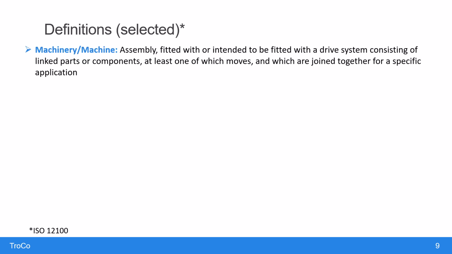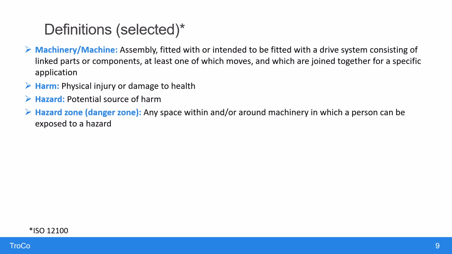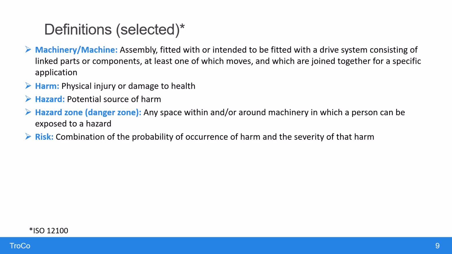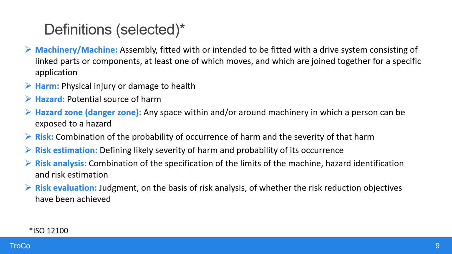The precise definitions of key terms are crucial for the effective understanding and implementation of safety standards. Here, we've selected some important definitions that we need to know. These definitions will clarify the language used in safety documentation and ensure that everyone is on the same page when discussing machine safety requirements and procedures. In the next slide, we cover more definitions.